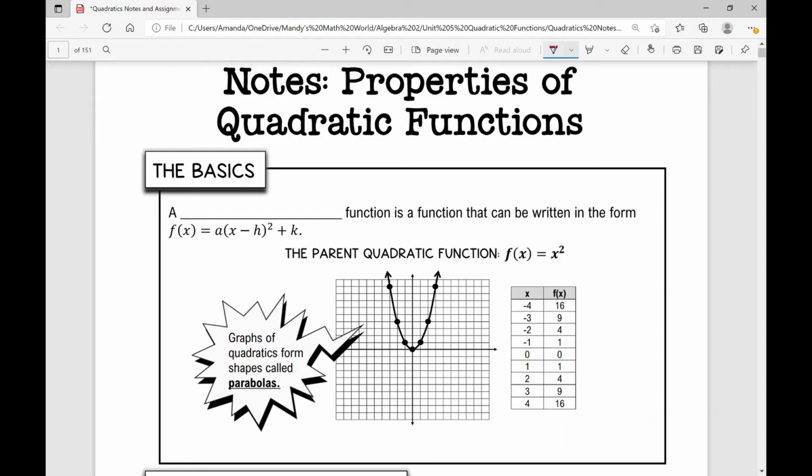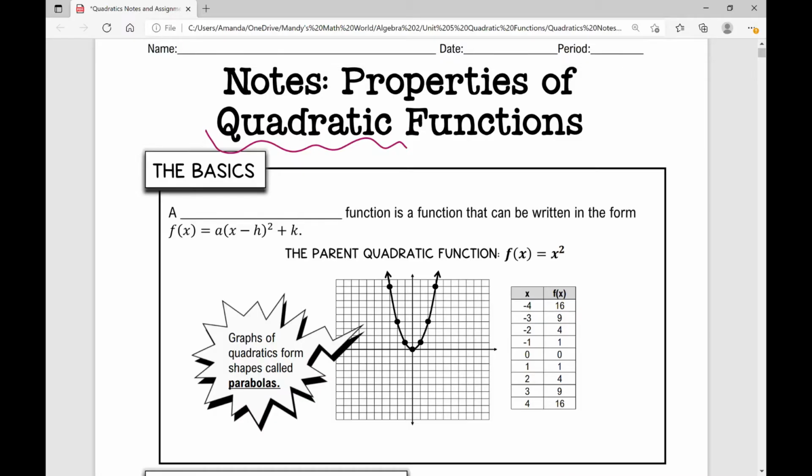In today's lesson, we're going to talk about properties of quadratic functions, and we're going to get through a lot of information today, so I'll try to go as quickly as possible. Let's start with the basics. First, a quadratic function is a function that can be written in the form f of x equals a times (x minus h) squared plus k, and that's vertex form of a quadratic, and we'll get to that later.